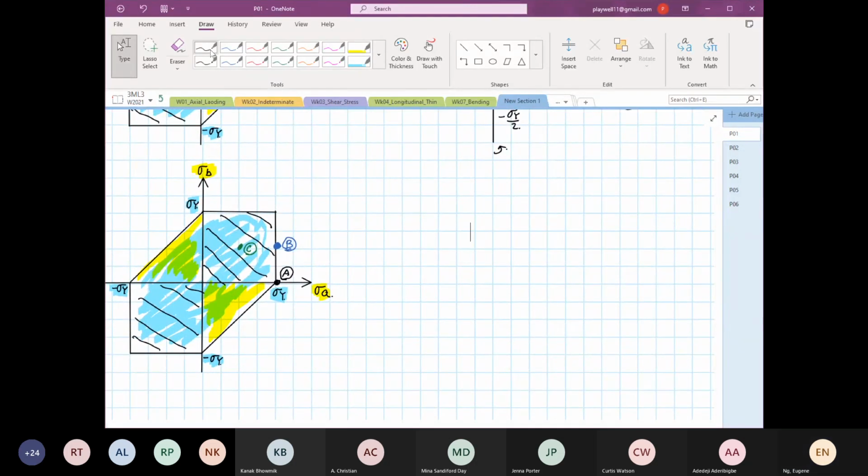Then, again, I'm going to sketch Mohr's circle. So this is our normal stress. Then this is our shearing stress, clockwise, anti-clockwise.